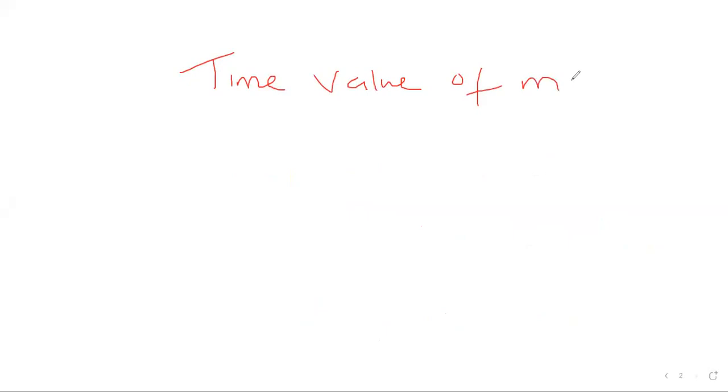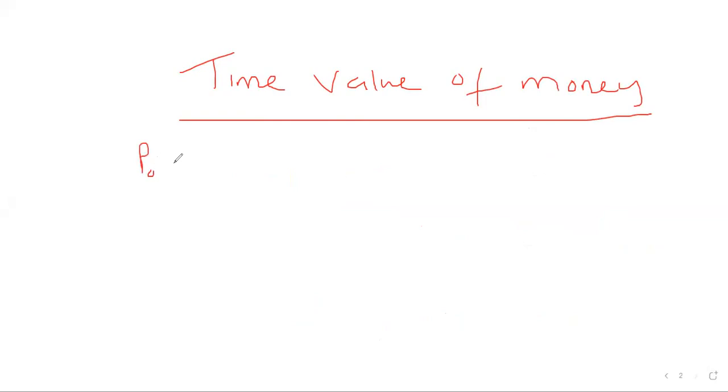They say time is money. And so we need to understand the value of time in terms of money. So the value of money that we have now is called the present value. So present value is the money that we have now. And the money that we're going to have tomorrow is called the future value. We denote this as what? FV.